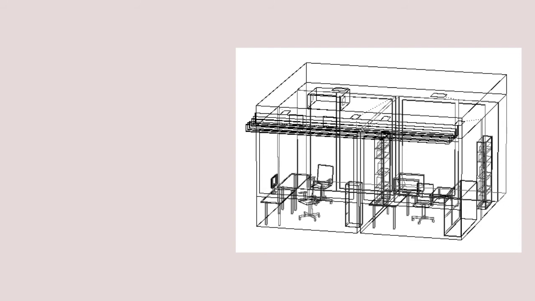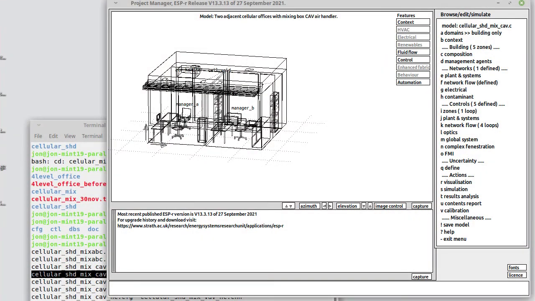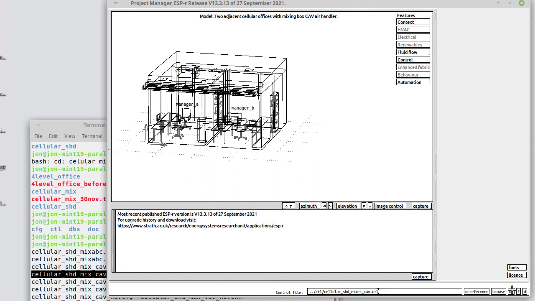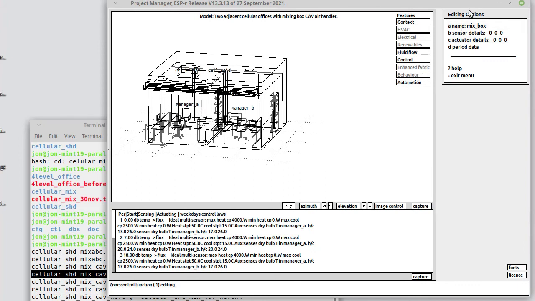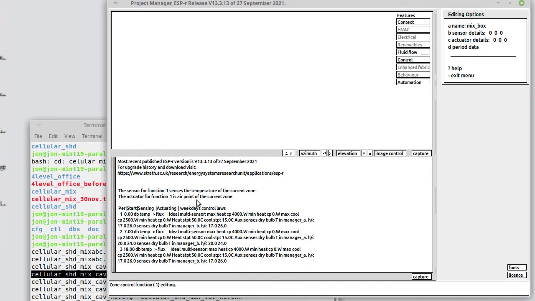Let's review this in the project manager. So in the project manager, we go into zone controls. There is one loop, which is associated with the mixing box. It has different schedules for different days of the year. If we look into it, we get a report about the attributes within the mixing box on the different day types and different periods of the day.